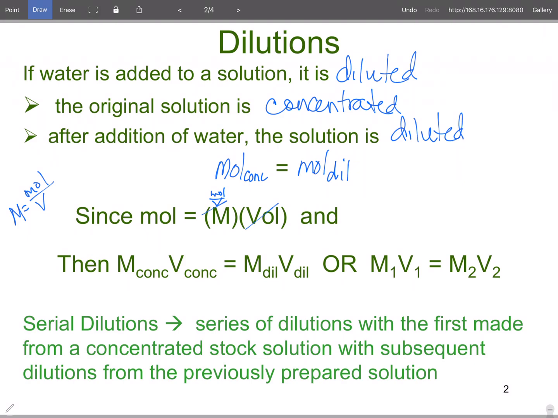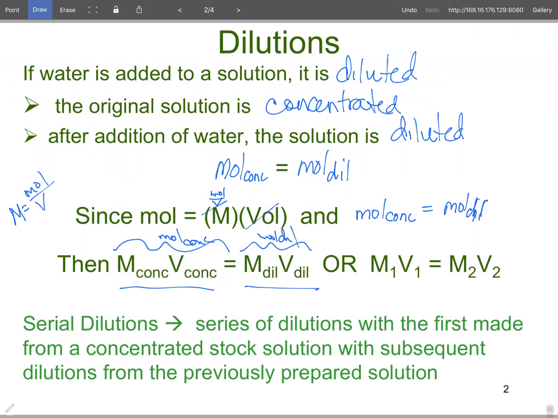So because the moles of the concentrated are exactly the same as the moles in the dilute, what you end up with is the moles of the concentrated equals the moles of the dilute, because this is equal to moles. Now, an easy way to do this is MCVC is equal to MDVD, or this is simpler, M1V1 is equal to M2V2.